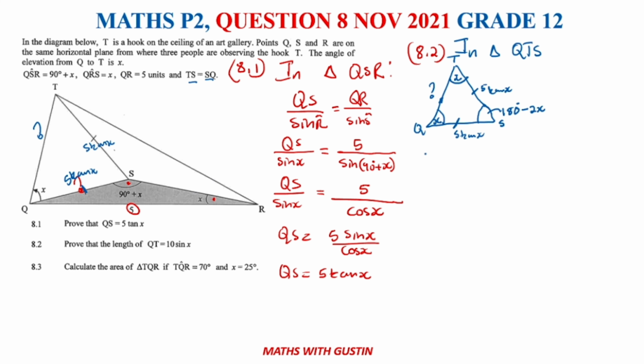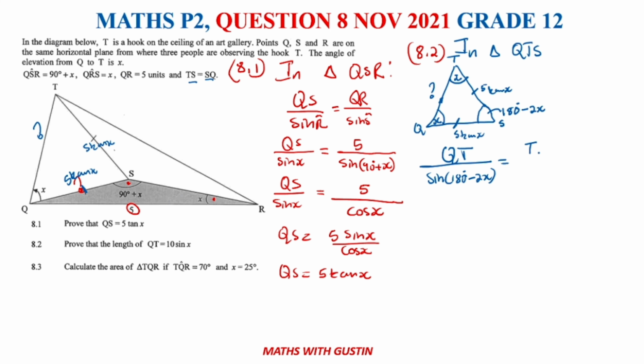All right, so now let's come here. What can we use here? We have got two sides, three angles rather. We are looking for the unknown side. You can use cosine, but the best way to deal with this one is to use the sine rule. So therefore we are going to say QT all over sine (180 minus 2x) is equal to TS.